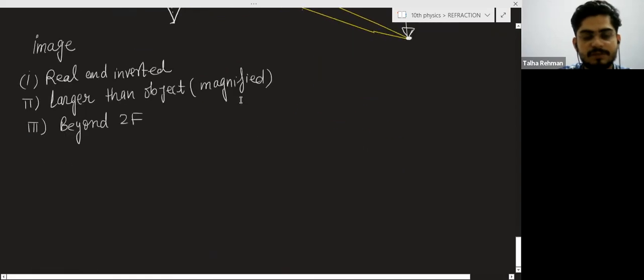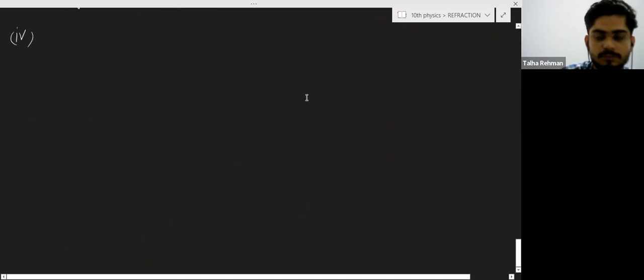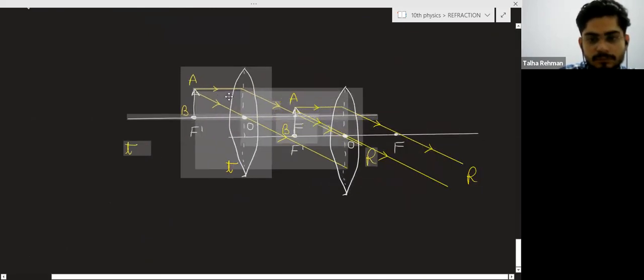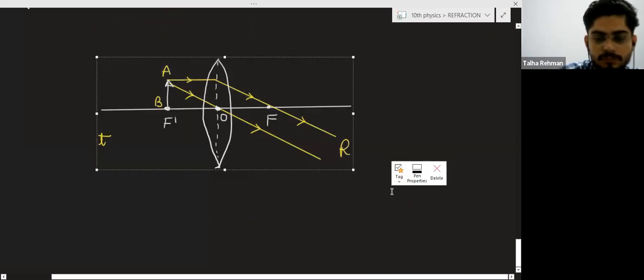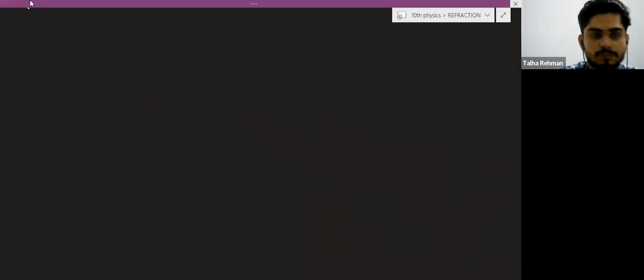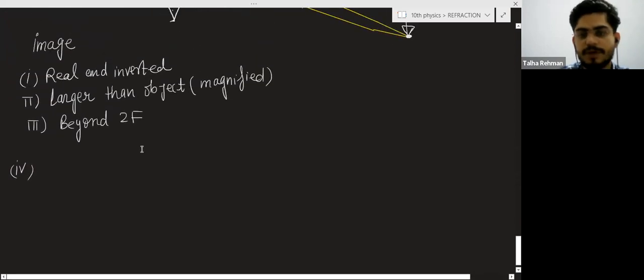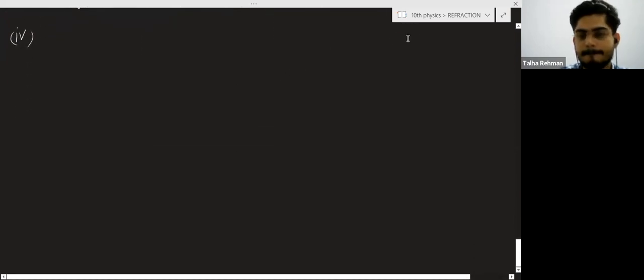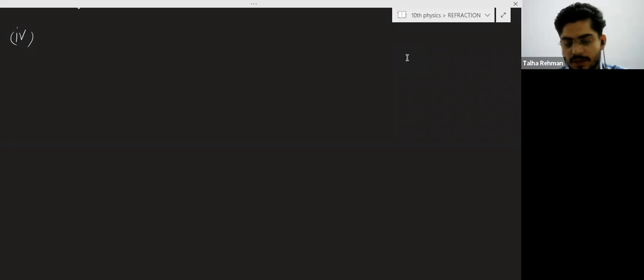Okay, now we will discuss the fourth case. Azaan, are you getting? Yes, sir. Same thing we are doing as we have already done in the case of mirrors, but there the reflection was taking place. Here the refraction is taking place.